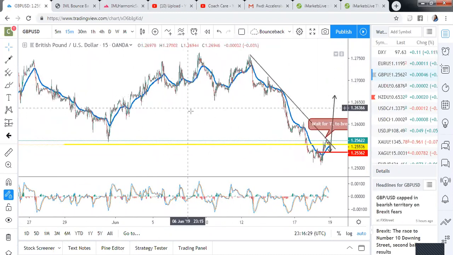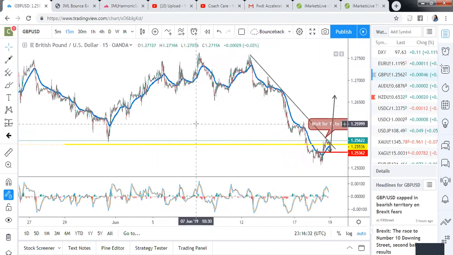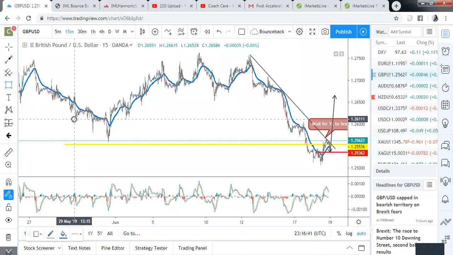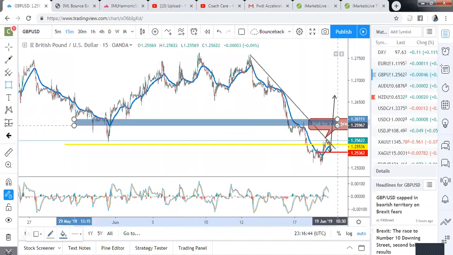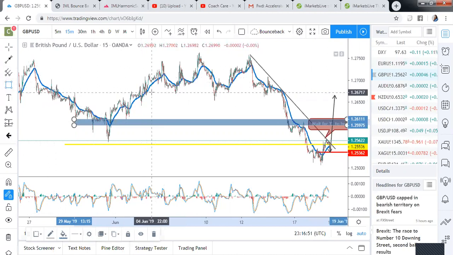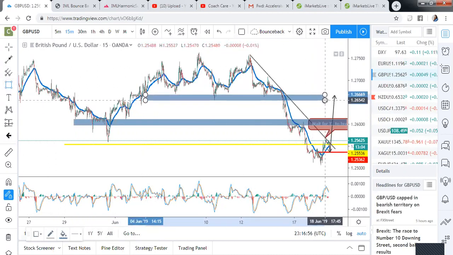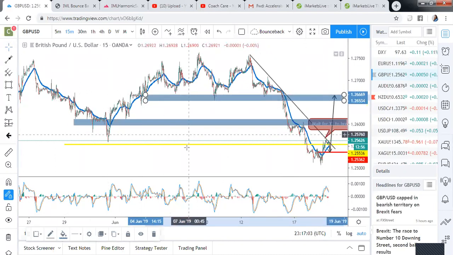Let's look for structure. So I'm looking at first take profit to be around here, right? That's TP1. And then of course, second take profit to be at this major structure here. This is TP2. All right. So this is what we have.